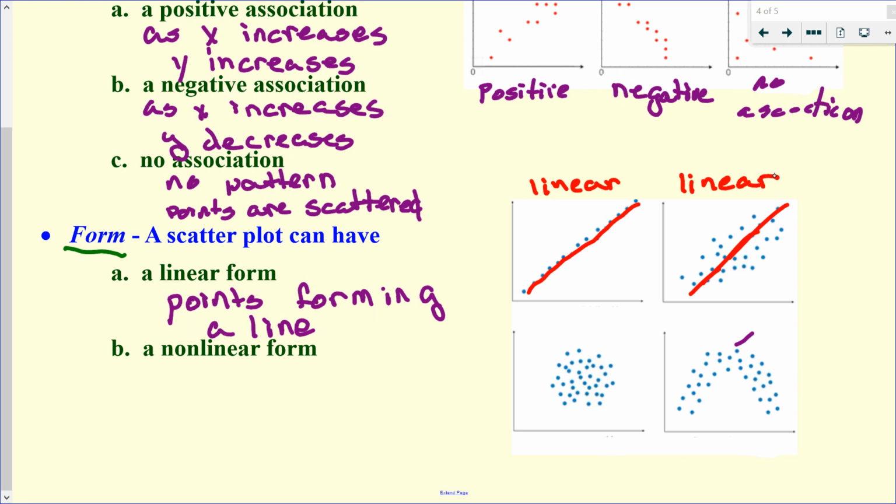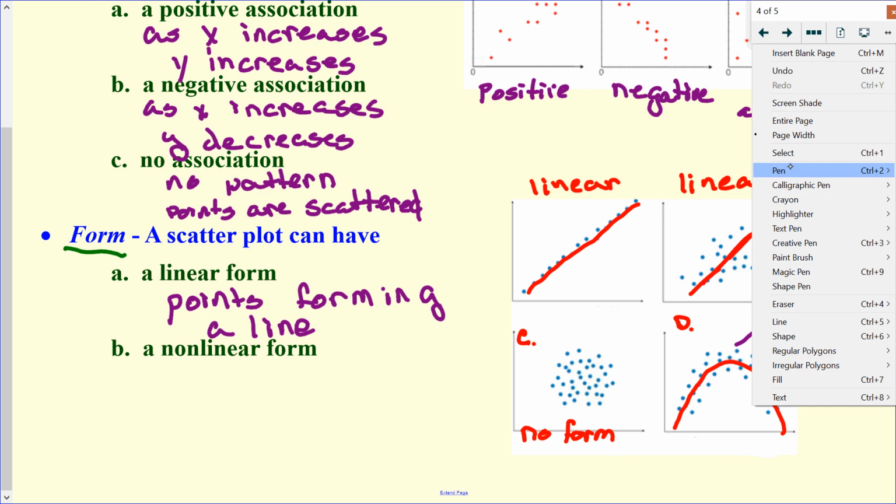Now if we look at this third one, we'll call this one D, we don't see a line. If we trace this one, it's more going like this. Dots are following that curve. So this is said to be non-linear. But beware, there's something like example C, where there's really no pattern. There's no way I could start and show the curve. So this one has no form.